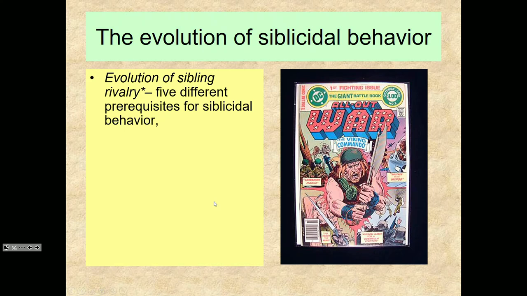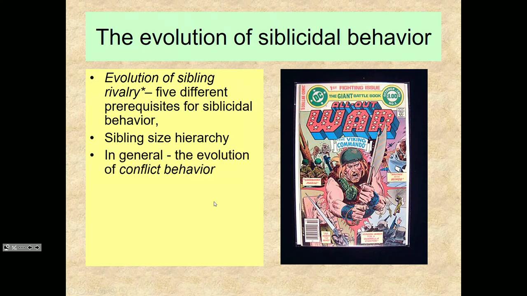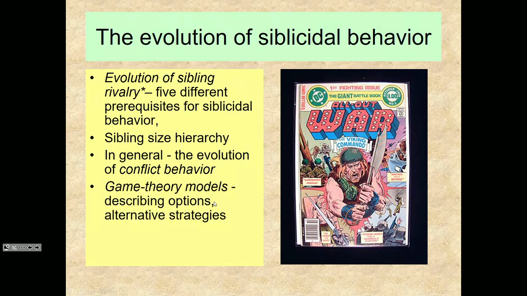So, first to take a background to the evolution of siblicidal behavior. It is said that it needs five different prerequisites for siblicidal behavior to occur. One of the most important is sibling size hierarchy. In general, this topic is also related to conflict behavior. Because as we see it, the kids are fighting, we should try to stop it. That's how we think as humans. In these studies there have also been a lot of game theory models, because you can think about this as a game: you're a cooperator or you're a conflictor. And we also talk about advantages and disadvantages of fighting, as we maybe do as humans in many cases.